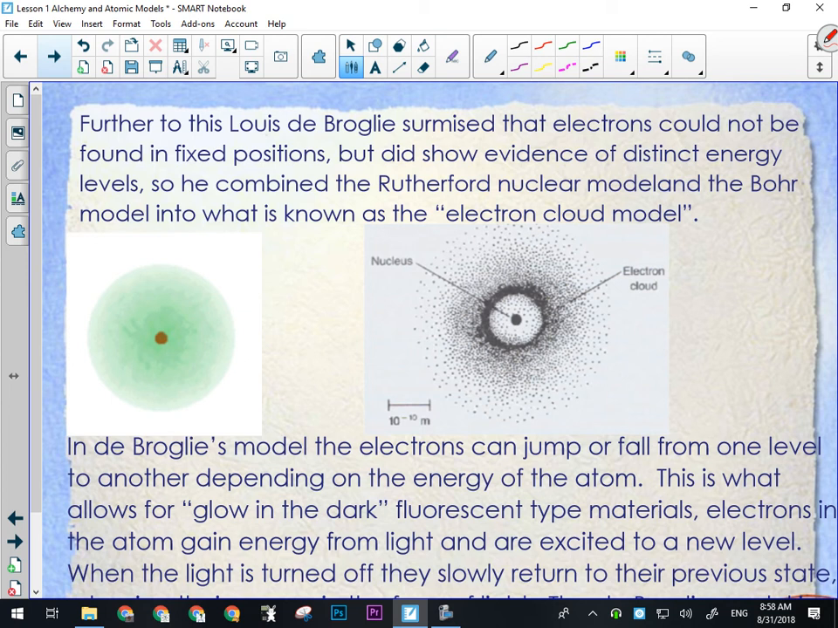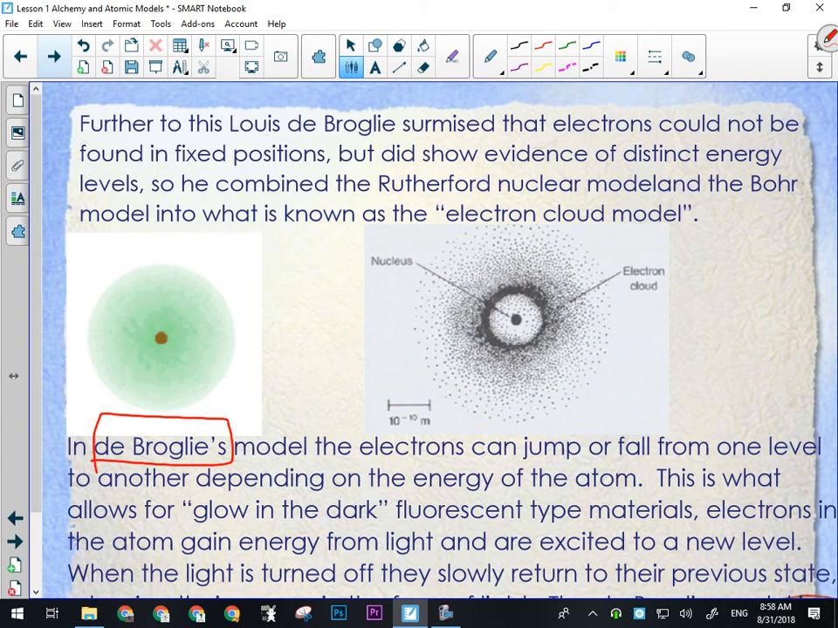So this is de Broglie's model. De Broglie is the one who came up with what we currently accept as the true model of the atom, the electron cloud or quantum mechanical model. His experiments that proved this had to do with fluorescence. If you have anything that glows in the dark without a power supply, like you put it out in the sun, and then when you put it in the dark, it glows for a little while, that's fluorescence. What happens is, when the sun strikes that material, the electrons gain energy, and they jump from one energy level to another. So they jump away from the nucleus to a higher energy level.